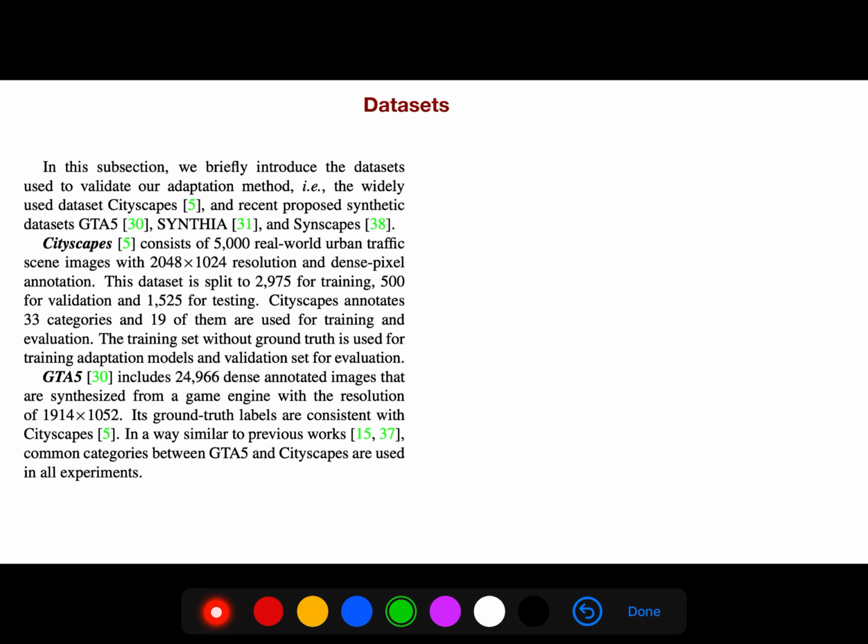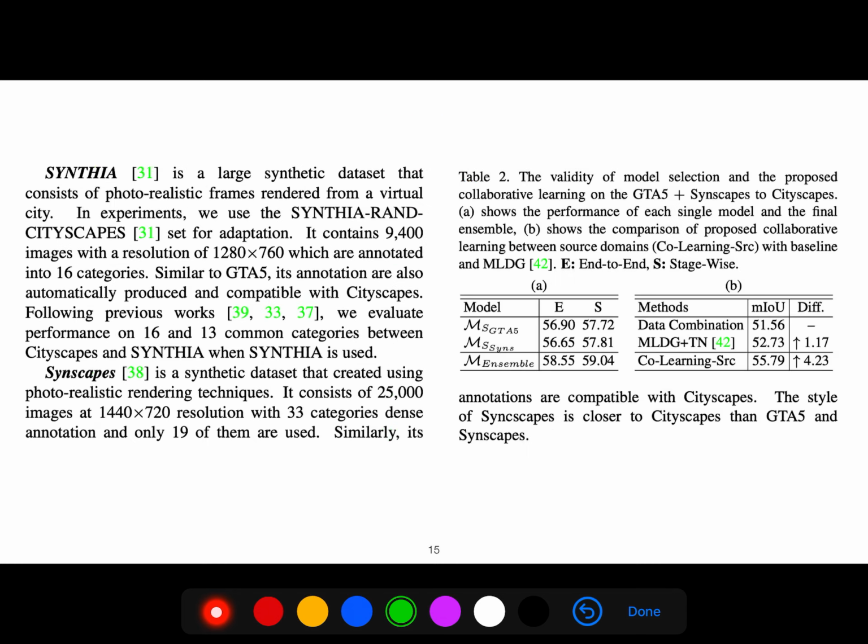So these are the data sets. For example, this one has urban traffic scene images. This is synthetic images from a game engine. And this one is photorealistic frames rendered from a virtual city.